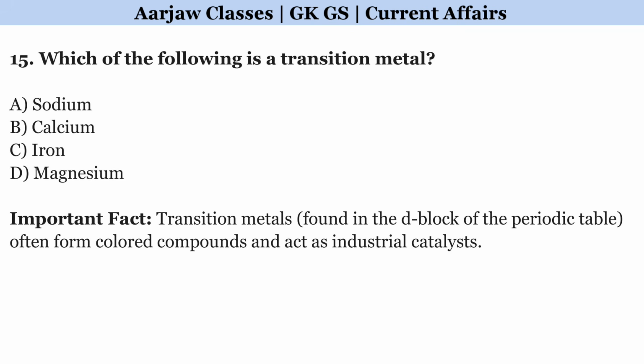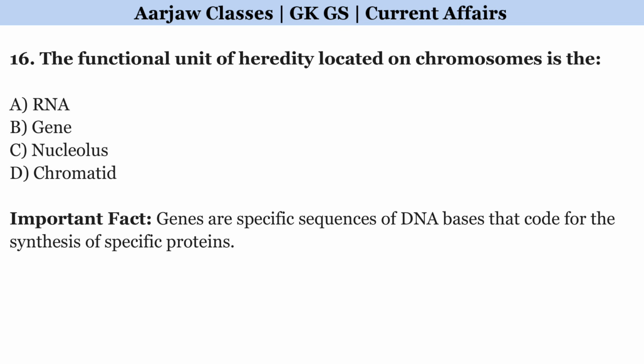Which of the following is a transition metal? Correct option is C. Iron. The functional unit of heredity located on chromosomes is the. Right option is B. Gene.